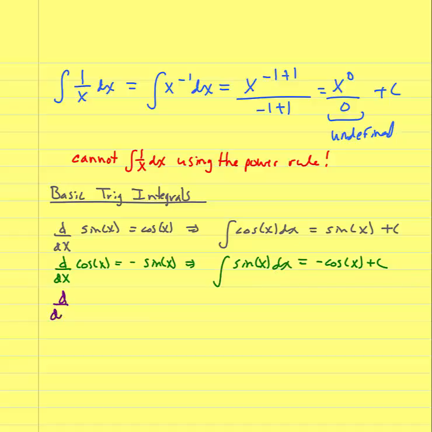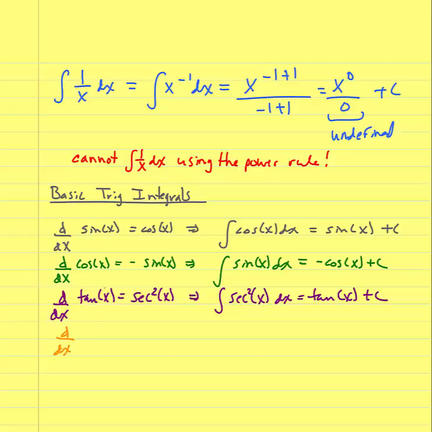We could talk about the derivative with respect to x of the tangent of x. The derivative of tangent is secant squared of x. So this implies the antiderivative of the secant squared is equal to tangent of x plus c. And again, the plus c implies an entire family of antiderivatives.